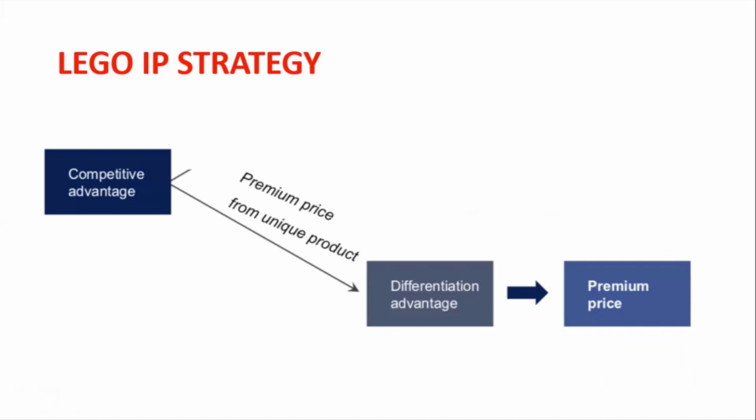For choosing a premium price, what makes Lego unique? What are the differences? The first one is the brick and the system. The second one is the quality, and the last one is the logistics: the right product in the right place at the right time.